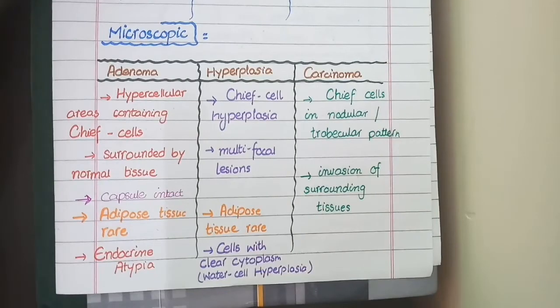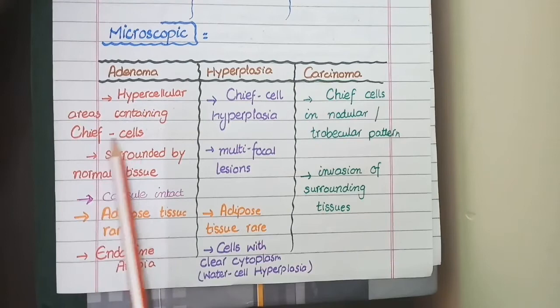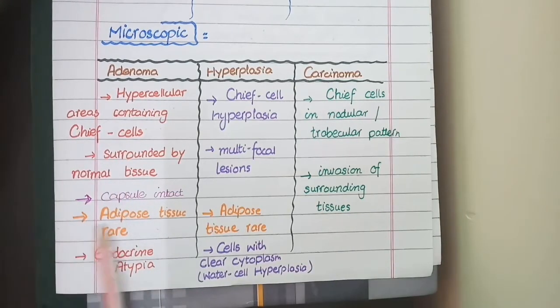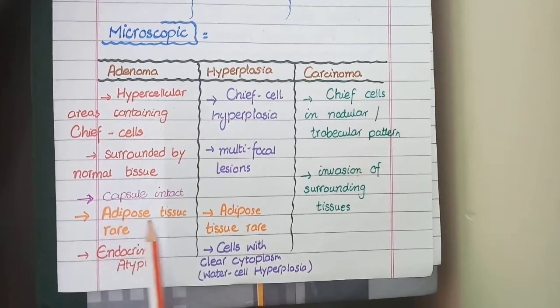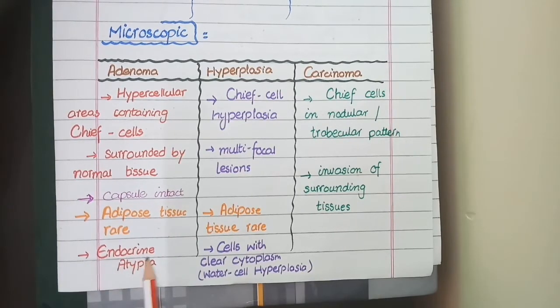The first is parathyroid adenoma, in which you see hypercellular areas containing chief cells surrounded by normal tissue. The capsule does not show any sign of invasion, and contrary to the stroma of normal parathyroid gland, in which there is significant adipose tissue, the adipose tissue is rare in the stroma of adenoma. Lastly, some of the cells in adenoma may be atypical in morphology. This feature is called endocrine atypia.